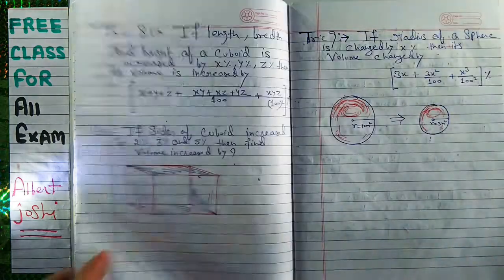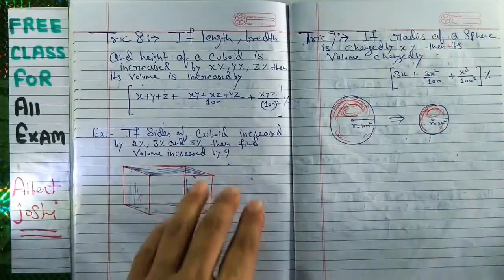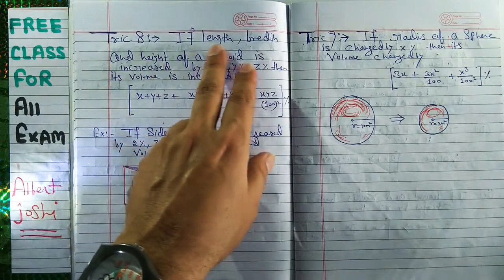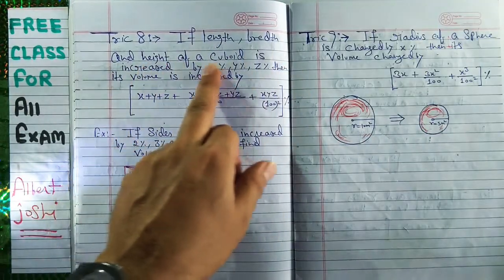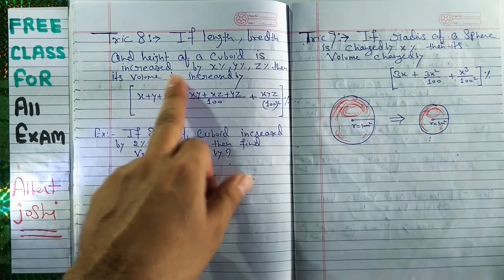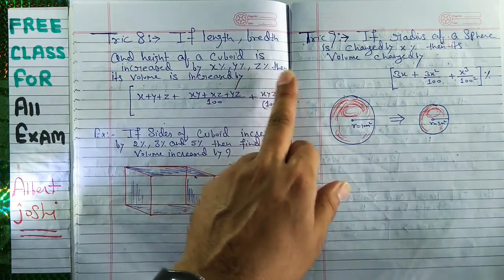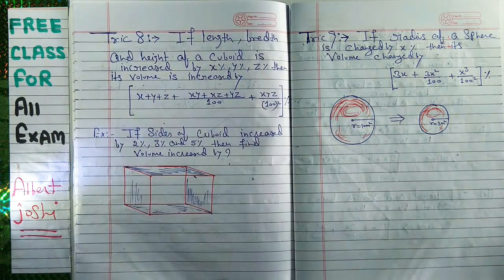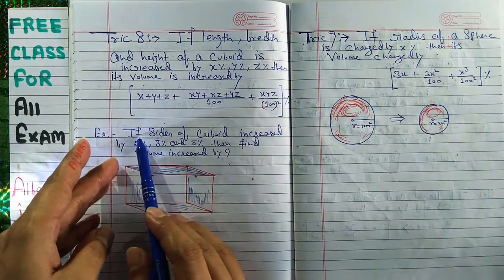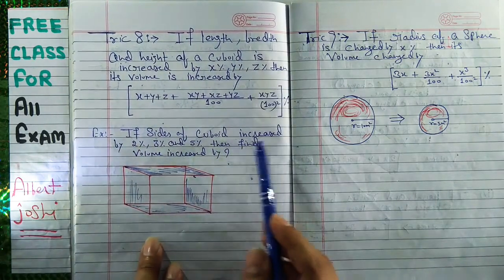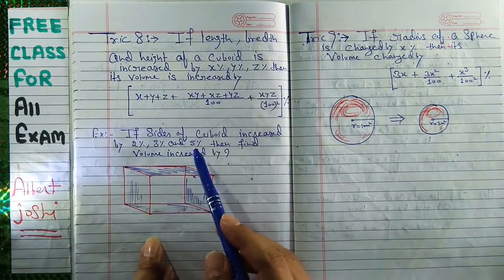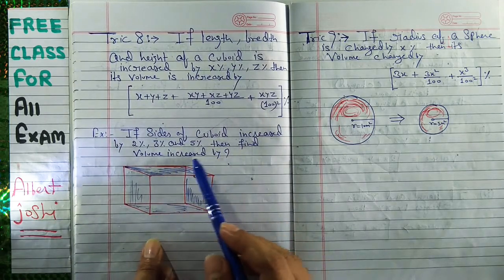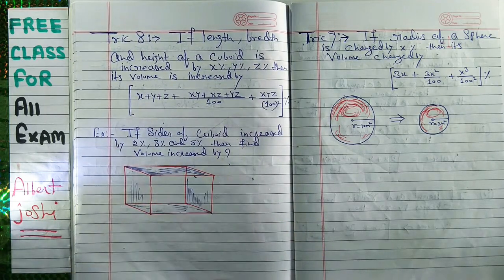So now the next question. The trick is, if the length, breadth and height of a cuboid are increased by x%, y%, z%, then its volume is increased by this. This is also very simple, but if you know the trick, you can do it in only 5 seconds. The question has come in your exam: if the sides of a cuboid are increased by 2%, 3%, 5%, then find the percentage by which the volume increased.